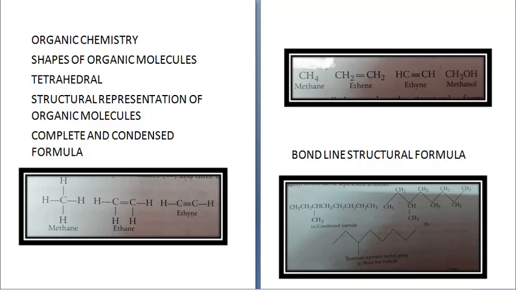We come to the structural representation of organic molecules. They are represented in various ways: the Lewis structure, dot structure, dash structure, condensed structure, bond line structure formula, etc. The first type we are going to study is the complete and condensed formula. The Lewis structure is simplified by representing a covalent bond by a dash. Instead of electrons, we show the bond with a dash. The double bond and triple bond are represented by 2 dashes and 3 dashes respectively.